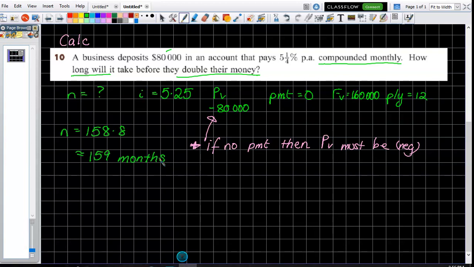Now, if I said put that in years and months, how do I convert this to years? Divide by 12. So that's going to be 159 divided by 12. That will give me so many years.